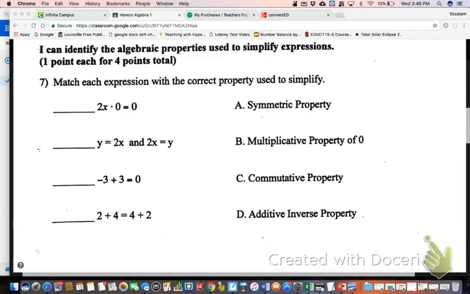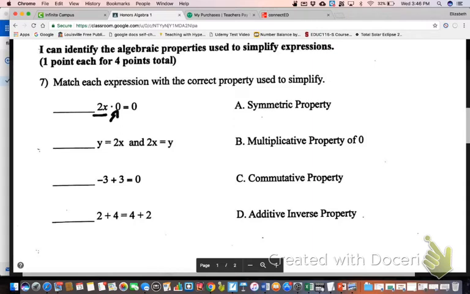Number 7, we've got some properties to match up here. So this first one, we are multiplying something by 0, and it ends up turning it into a 0. Obviously, anytime you multiply anything by 0, it becomes 0. That is representative of B, the multiplicative property of 0.